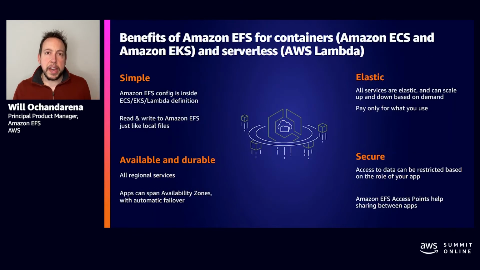Now, when you take the key attributes of Amazon EFS and the key attributes of Amazon ECS, Amazon EKS, or AWS Lambda, the benefits of each of these services and the attributes compound on each other. For instance, when you use these services together, it is super simple. It's simple because you can configure EFS from the application definition, whether it's a task definition, a pod spec, or your Lambda function definition. EFS goes inside that piece so that you don't have to worry about how to manage the infrastructure.